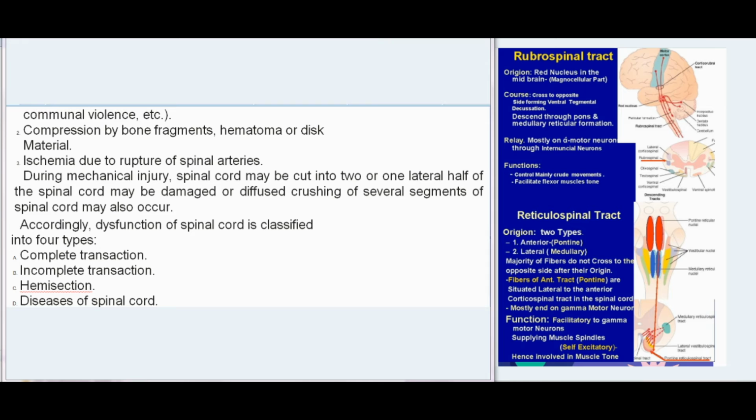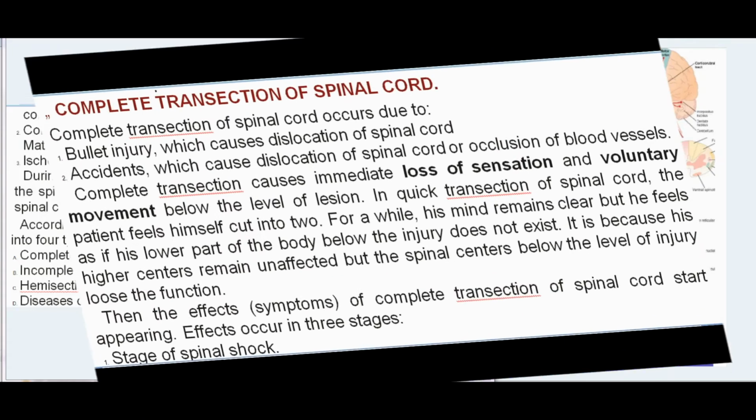During mechanical injury, spinal cord may be cut into two, or one lateral half of the spinal cord may be damaged or diffused. Crushing of several segments of spinal cord may also occur. Accordingly, dysfunction of spinal cord is classified into four types: complete transection, incomplete transection, hemisection. Diseases of spinal cord. Complete transection of spinal cord.